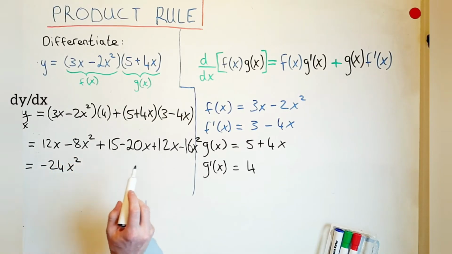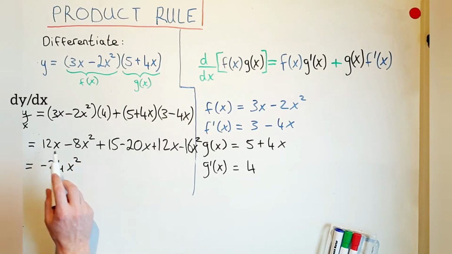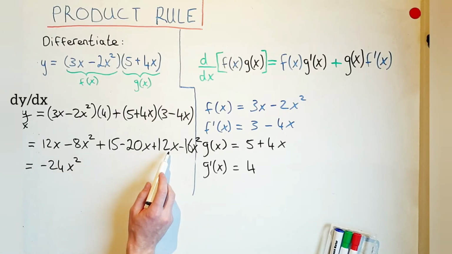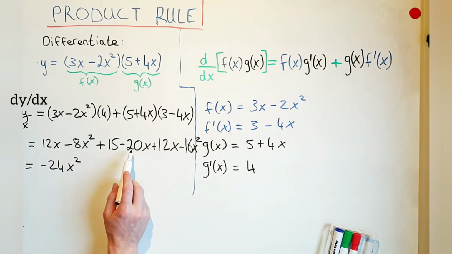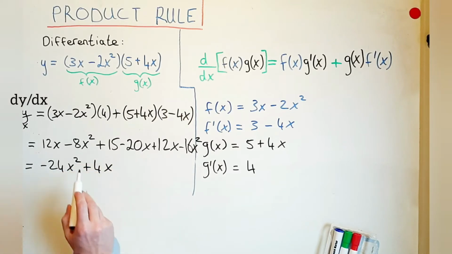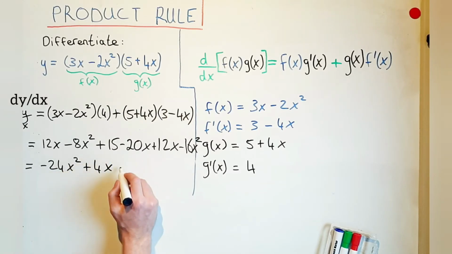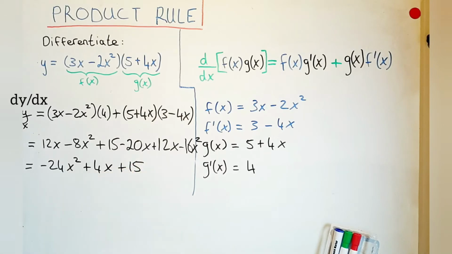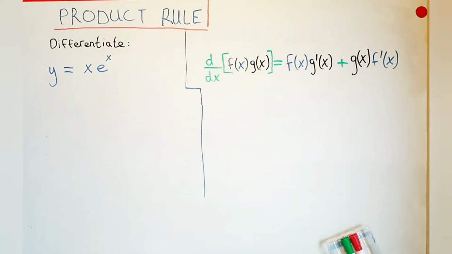And then we have our x values, which we have a 12, we have a positive 12, so that's going to be 24 minus 20, it's going to be plus 4x, and we're left with our only constant, the 15. So our next example is we're dealing with function y, which is equal to x times e to the x. If you would like to pause the video and give this a go yourself and then come back to see if you were successful or not.